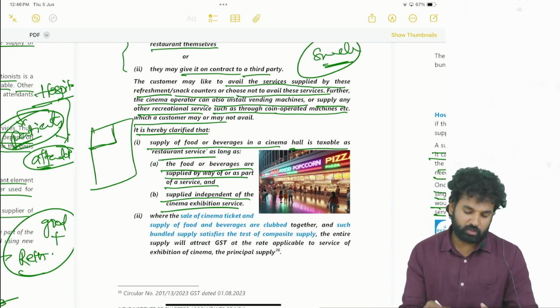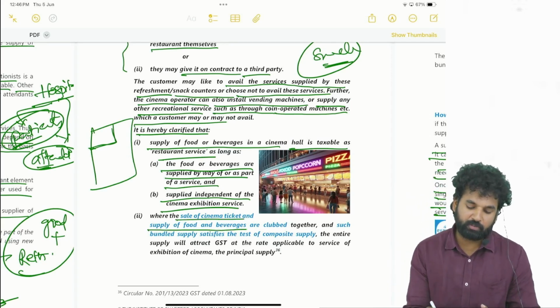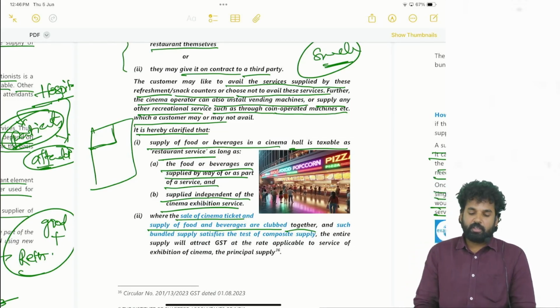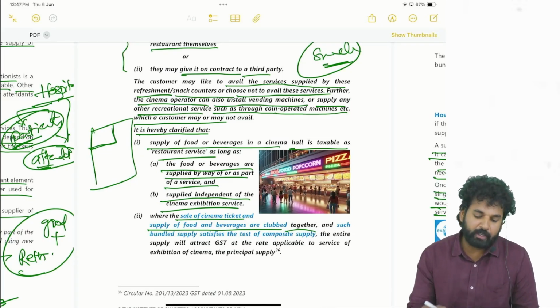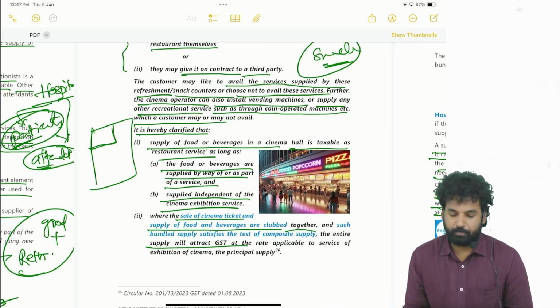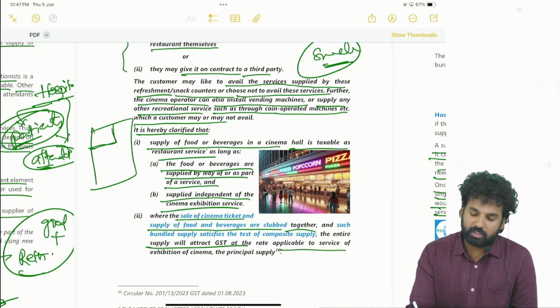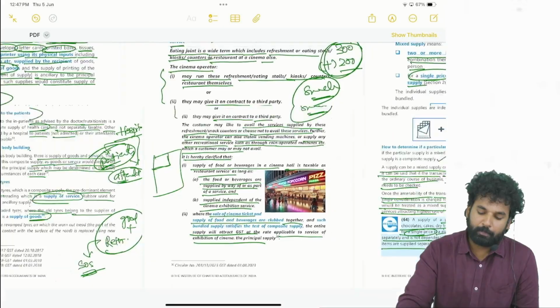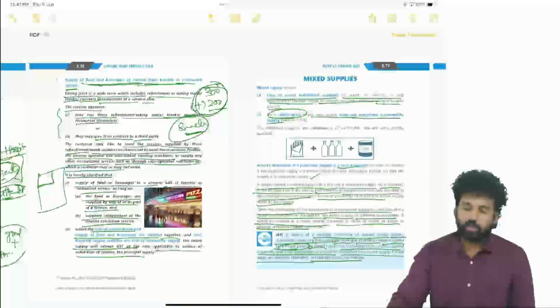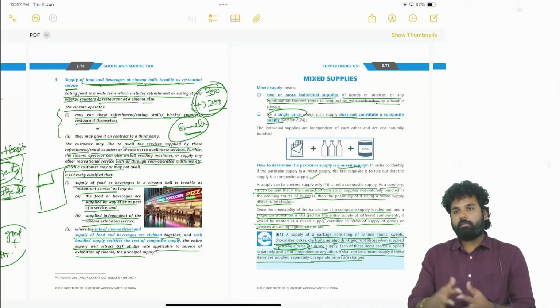Where the sale of the cinema ticket and the sale of the food and beverages are clubbed together, and such bundled supply satisfies the test of composite supply, the entire supply will attract GST at the rate applicable to the cinema ticket, that is, the rate applicable to the service of exhibition of cinema as the principal supply. Got it? So this is all about composite supply and mixed supply.